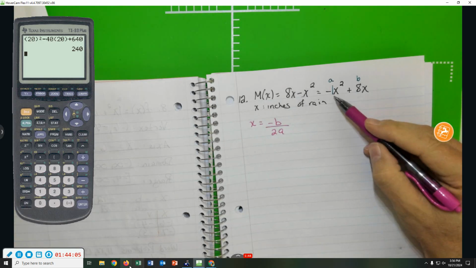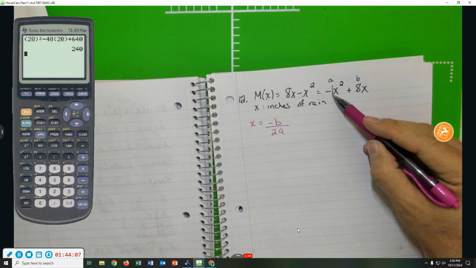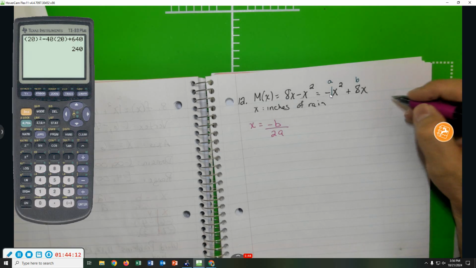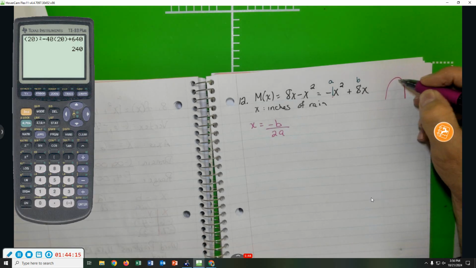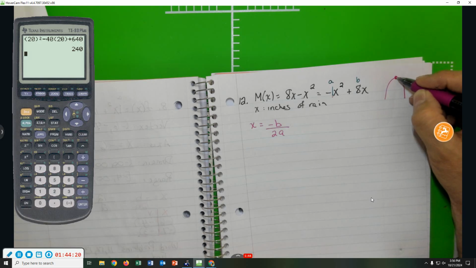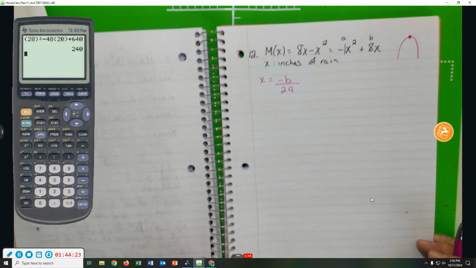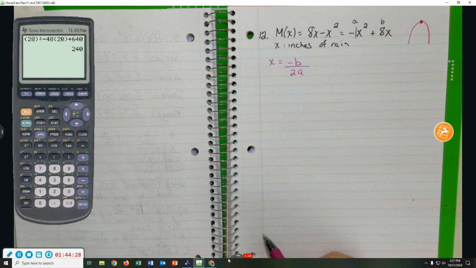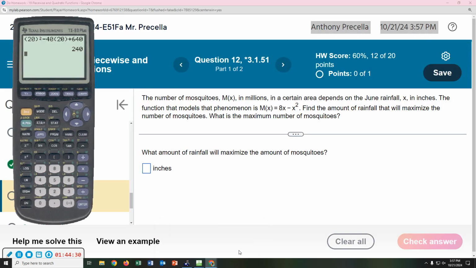Is this thing opening up or down? If you were to draw this parabola, it's opening down because A is negative. If it's opening down, do you have a maximum or a minimum y value? I heard a maximum and I agree because it's the highest point up there. Is that what they're looking for? They better be asking about a maximum or else we can't answer the question. Find the amount of rainfall that will maximize the number of mosquitoes, and what is the maximum number of mosquitoes? Yes, they're asking for a maximum.